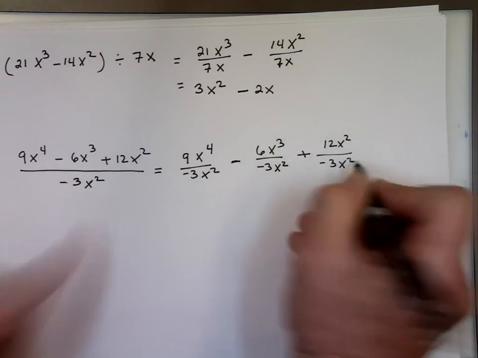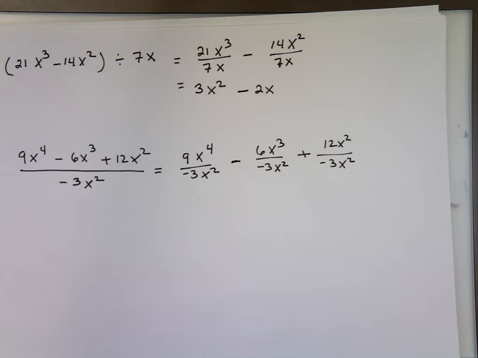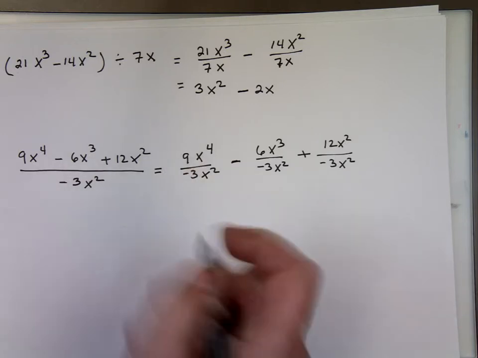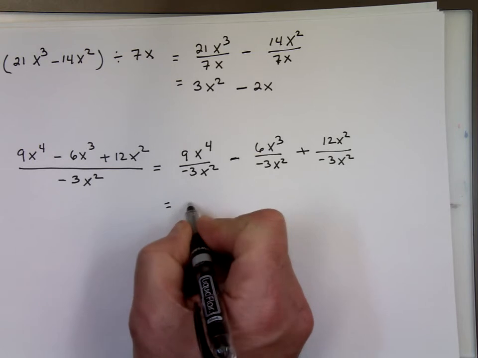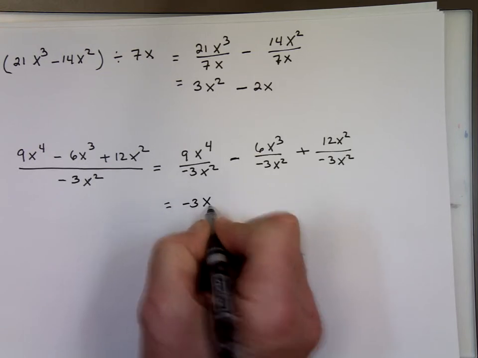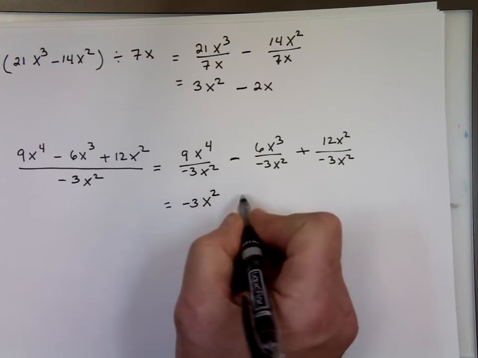So we broke it down to three problems. And now let's try to divide them. What's 9 divided by negative 3? Negative 3x to what power? Second, good. Subtract the exponent.